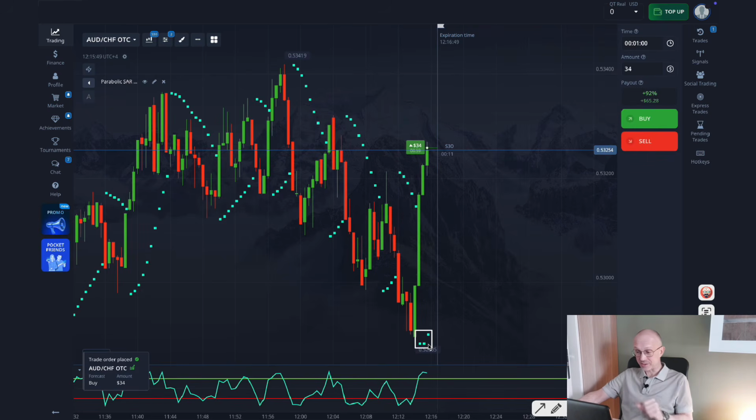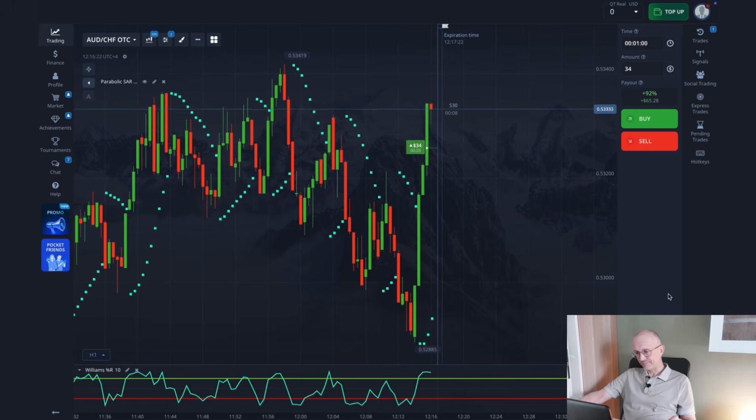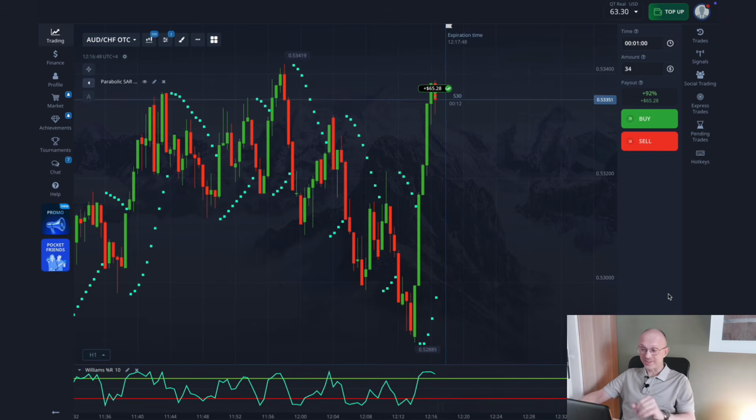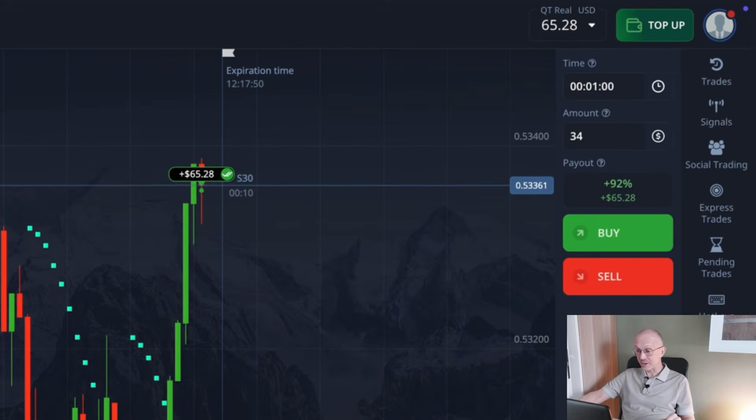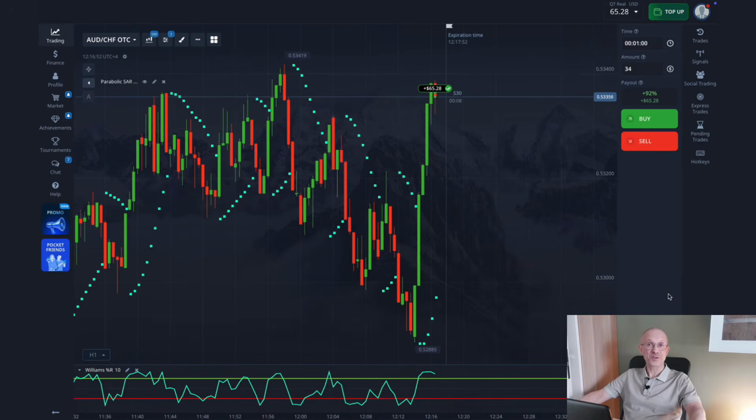And next, we must confirm the situation using the Williams. Its turquoise line crosses the green line from bottom to top, showing that momentum is supporting growth. The market ceases to be sluggish, movements become more directional, and the structure gradually builds upwards. Great! I've locked in $31 in profit and continue the session.